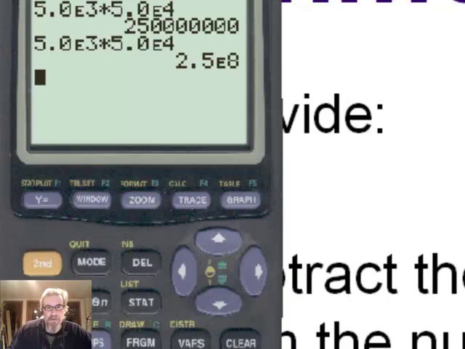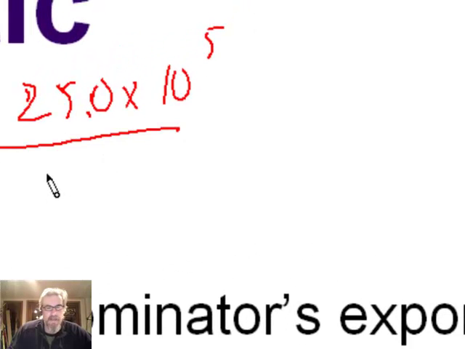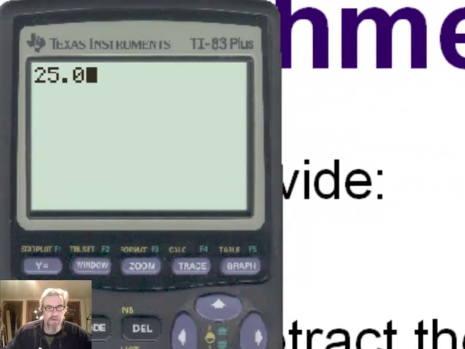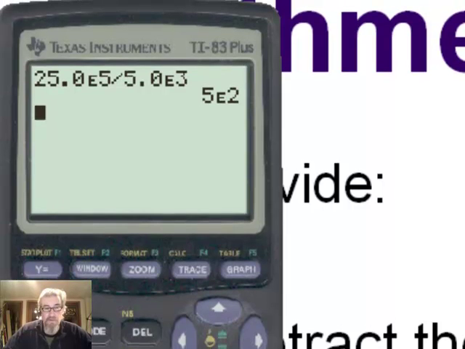And here was our division problem. It was 25.0 times 10 to the 5th divided by 5.0 times 10 to the third. Let's put it in the calculator. 25.0 times 10 to the 5th divided by 5.0 times 10 to the third. The answer comes out as 5 times 10 to the 2. I have to be smart enough to know that I'm supposed to have two significant figures here, and so I'd write it as 5.0 times 10 to the 2, like we did last time.